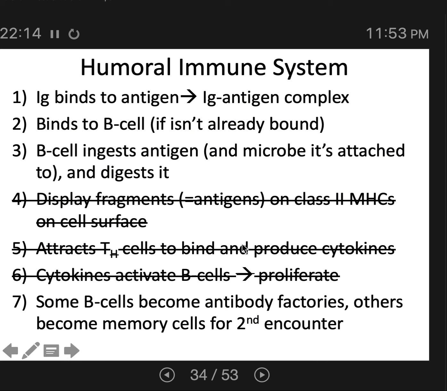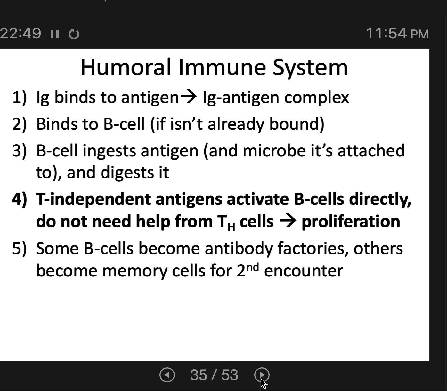Okay, so going back to this step-by-step for the humoral immune system, we had step 1, immunoglobulins bind to the antigen, creating the immunoglobulin antigen complex. This binds to the B cell if it's not already bound. B cells ingest the antigen and the microbe it's attached to and digest it. I mentioned in one of the slides that the next few steps are to activate the helper. There's co-activation between the B cell and the helper T cell. But I mentioned in a previous slide that some antigens can skip the whole helper T cell part.